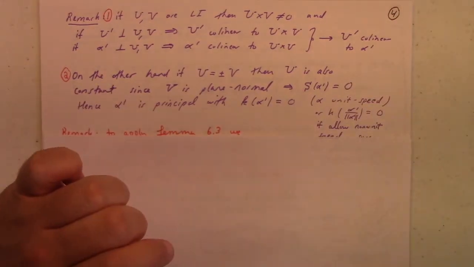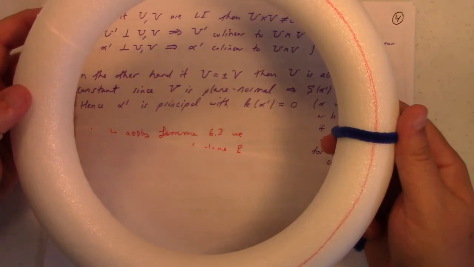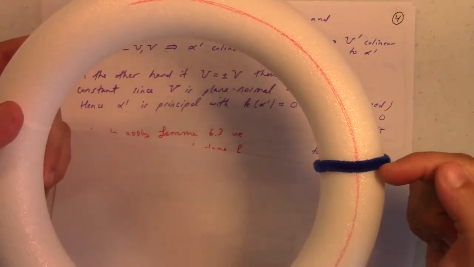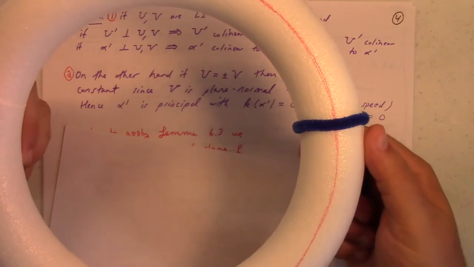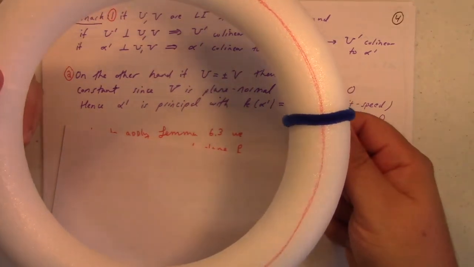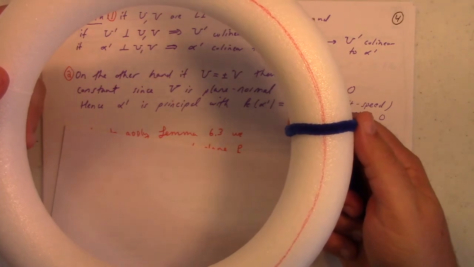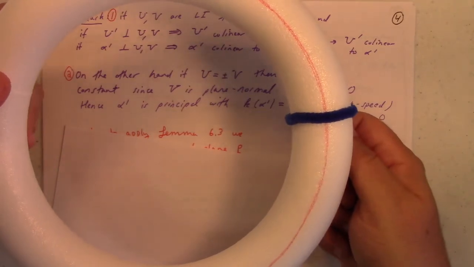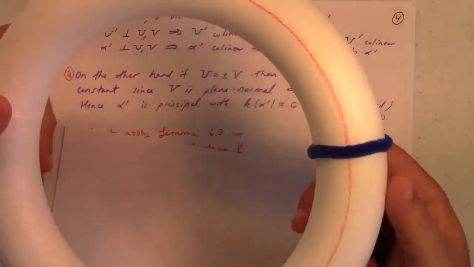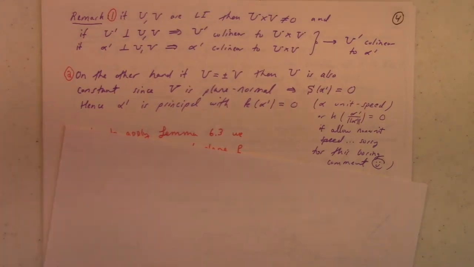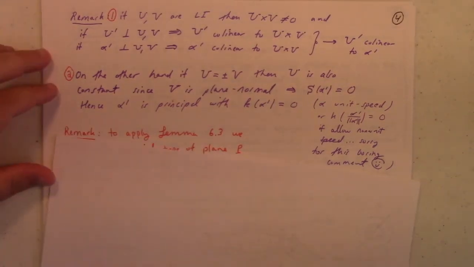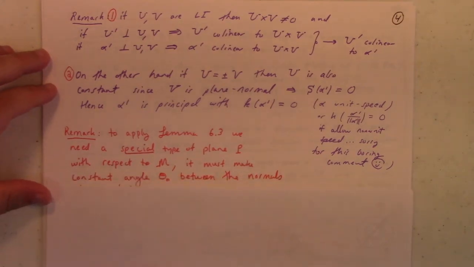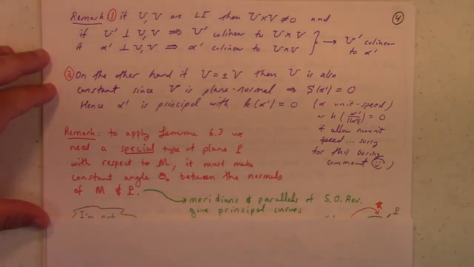And likewise, for something like the torus, if you can chop it, make a chop which has an intersection, the little blue fuzzy there, that would be a plane which takes the blue line as the intersection of the plane and the torus. That would fit this lemma as well and show you that curve is principal. So there's a lot you can do with this lemma if you can envision planes slicing surfaces. But again, the plane has to be the special kind which makes a constant angle between the normal to the surface and the normal to the plane.